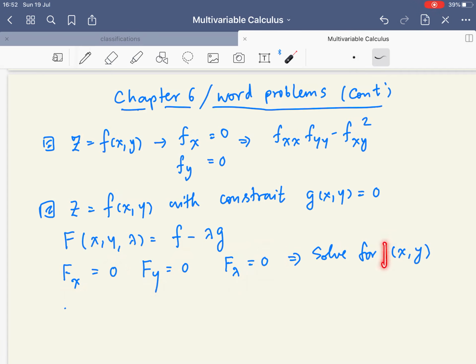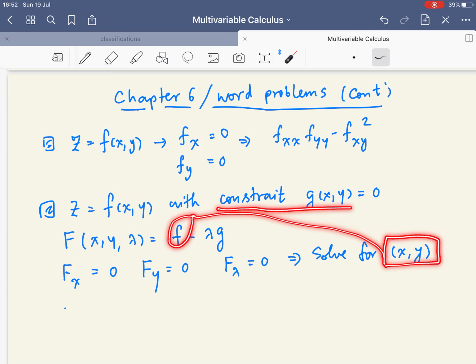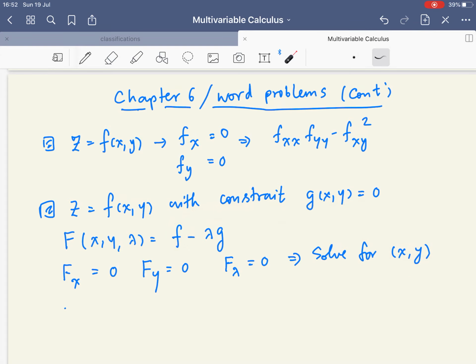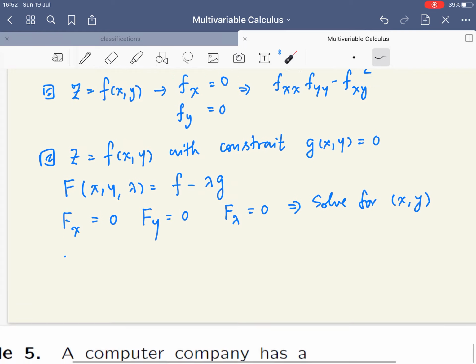Don't forget that this point x y, if you don't have anything attached, is only the critical point for your small f under this constraint. However, usually if you attach this to an economics problem, then this critical point is the one that will give you the maximum or minimum, whatever you need in that context.